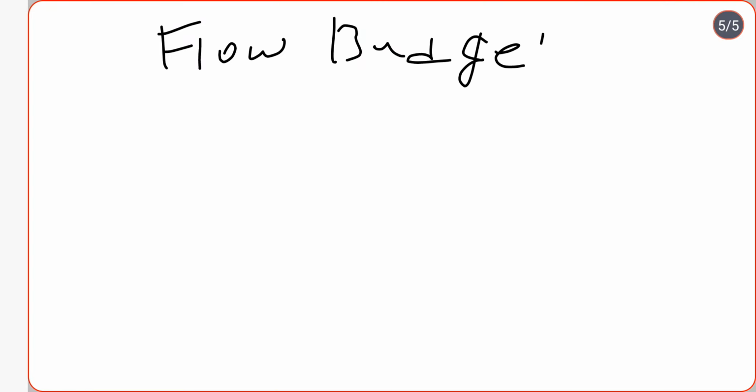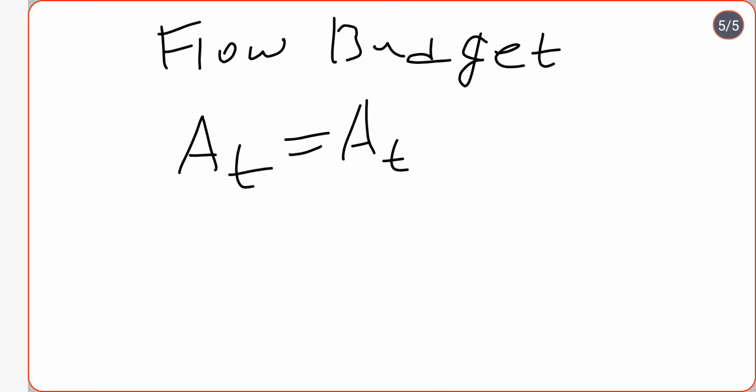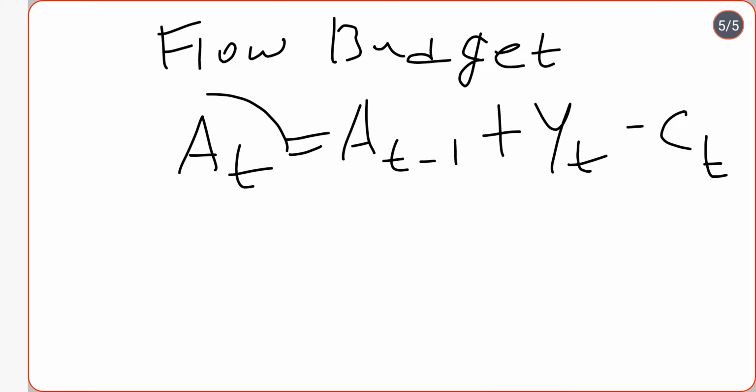Now we will take the flow budget identity. What is the flow budget identity? Now the flow budget identity can be written in the current asset form. What is our current asset? Suppose the current asset is written as At. Now the current asset is basically nothing but A t minus 1. What is A t minus 1? A t minus 1 is our previous asset. So previous asset plus our current income minus our current consumption, that is our current asset. So this form is basically the flow budget identity.